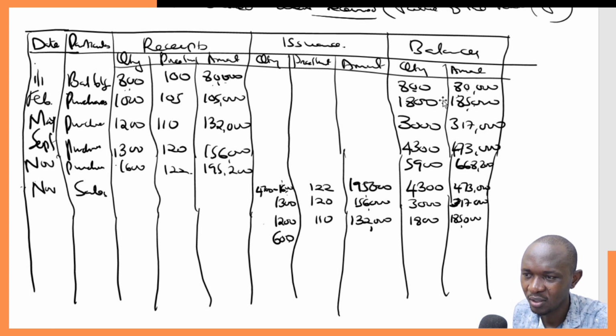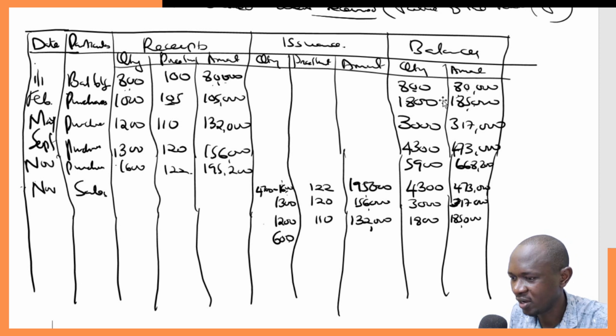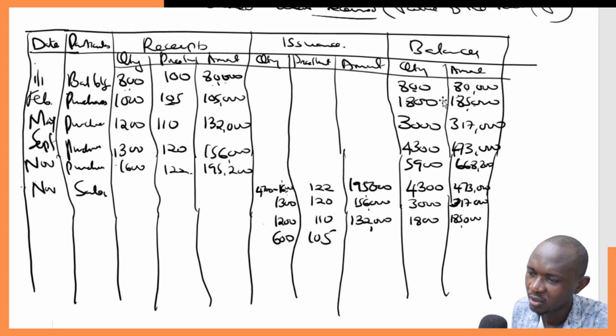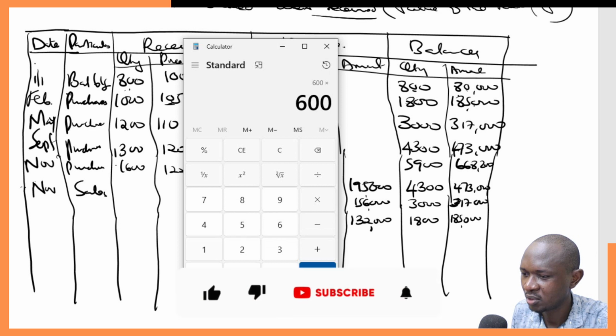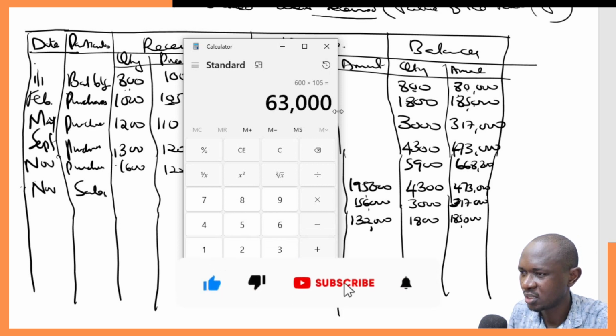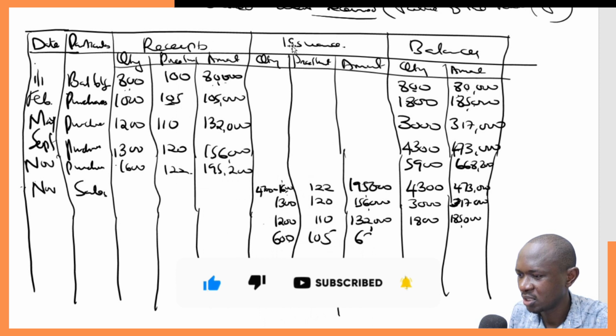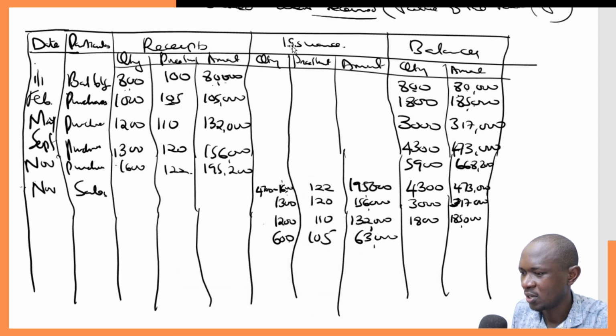So this 600 will get them from this batch. And this batch, the goods were received at 105, so we'll also release them at 105. So 600 times 105 gives us 63,000. So 185,000 minus 63,000, you have 122,000.